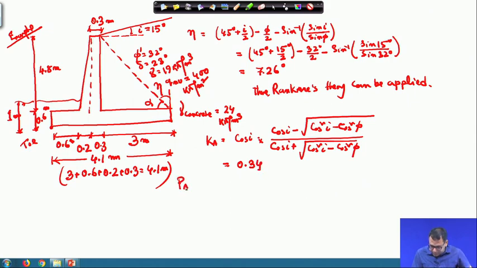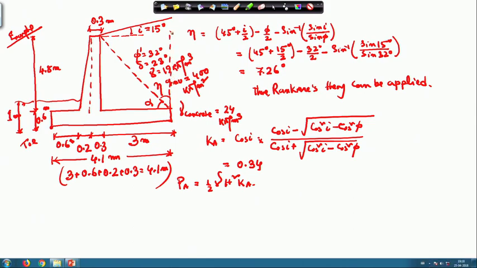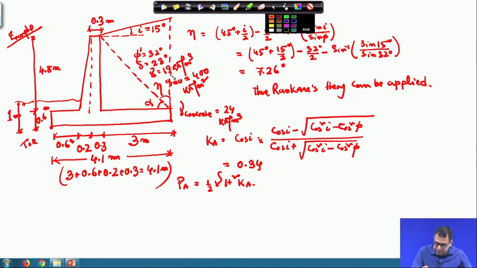So, my P A is equal to half into gamma into H square into K A. Now, here as I mentioned, we are applying the Rankine's theory. So, the force we will apply here is parallel to the backfill surface, so it will be at angle I. So, this is P A, and now we have to consider the total height of this face.